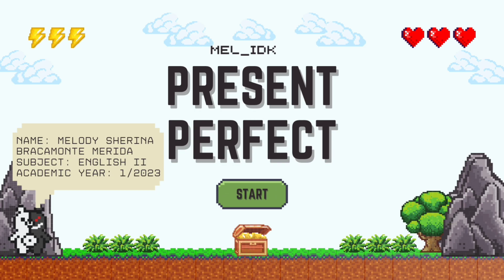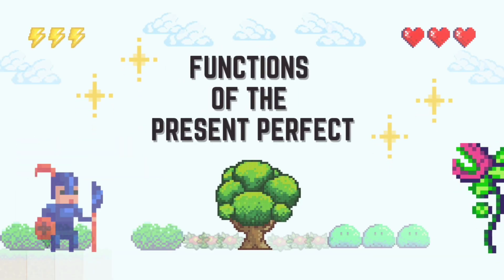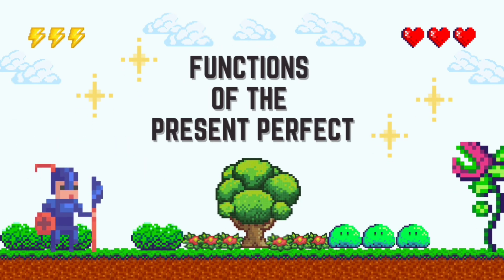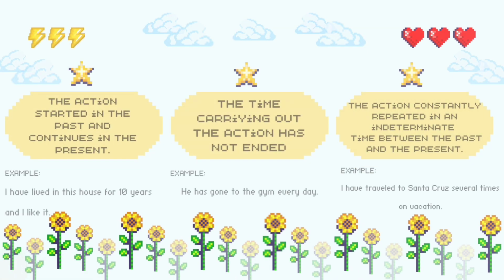The present perfect is used to indicate a link between the present and the past. The time in which the action takes place is prior to the present but not specific, and often a greater interest falls on the result than on the action itself. Functions of the present perfect. The present perfect has 5 main functions.